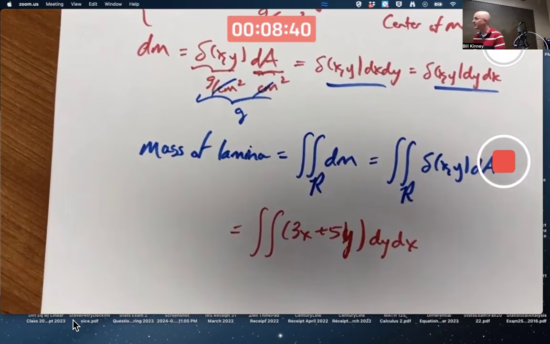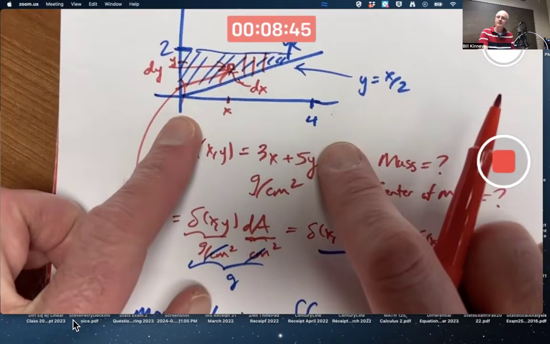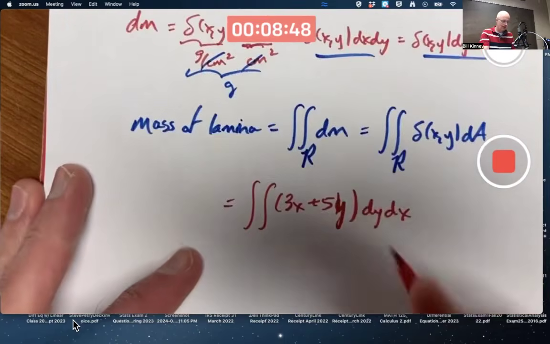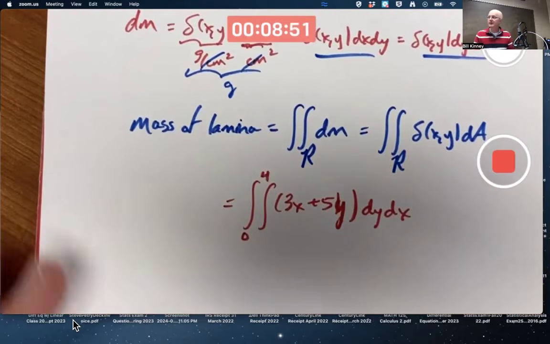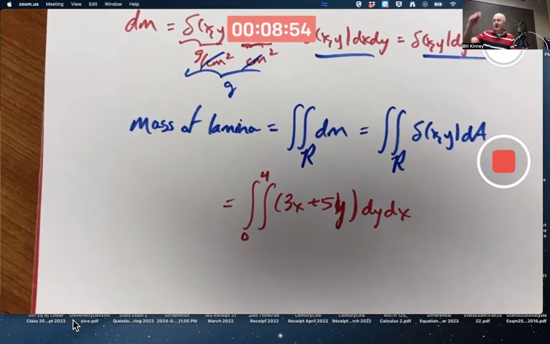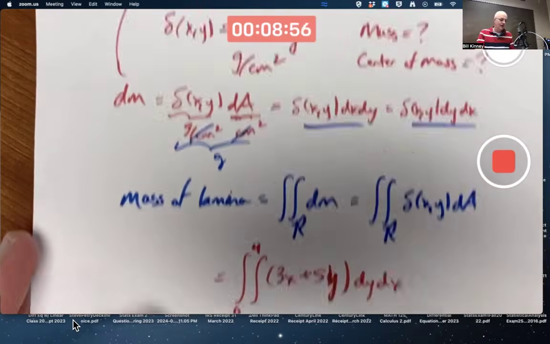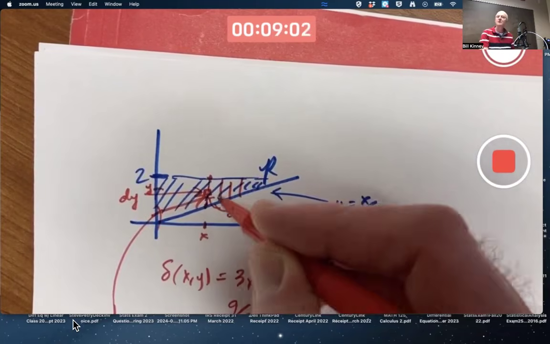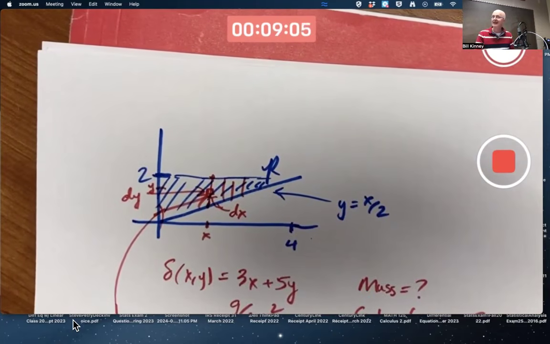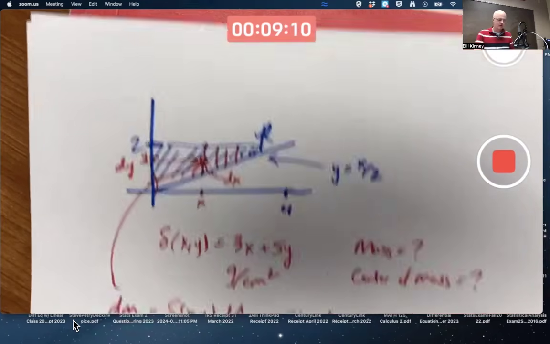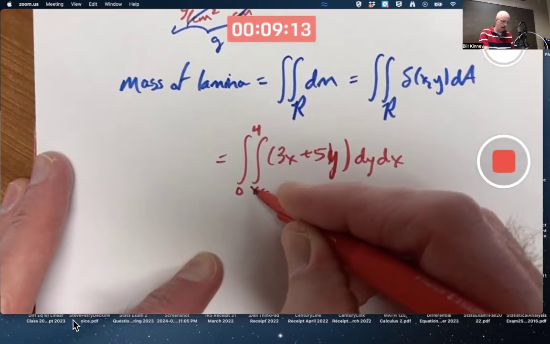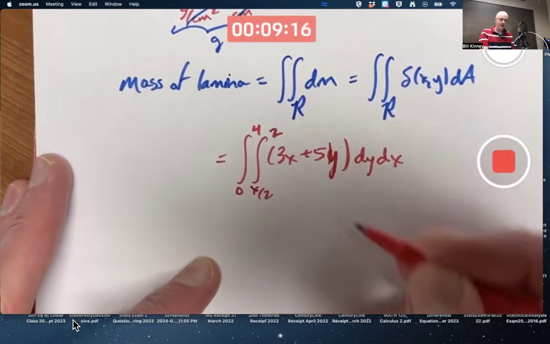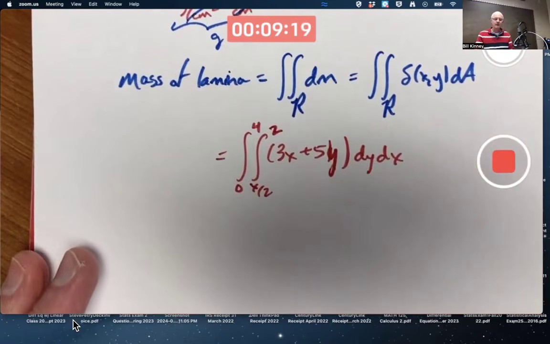The outer limits of integration are for x, they have to be constants. X goes from 0 to 4. The inner limits of integration are for y. Y goes between two functions of x. For any given value of x, like right here, y goes between two values that depend on x, functions of x: x over 2 and 2. That's if you think of the region as what's called vertically simple.